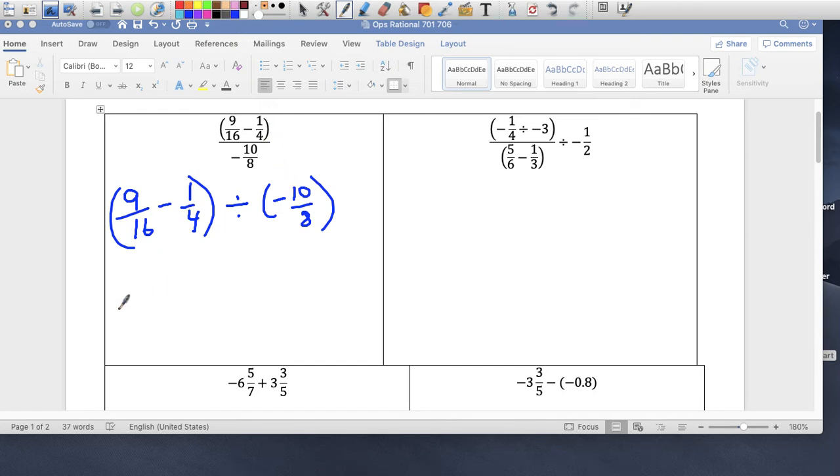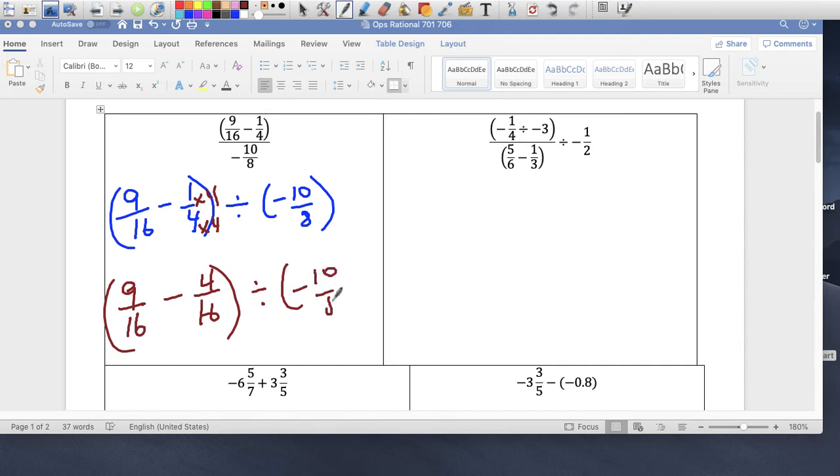So let's do that. Well, you notice that we have to find the common denominator. The common denominator is 16. That's already a 16, so that doesn't change. And then 1/4, well, it's times 4, so therefore the top times 4. So that's what I'm going to have. So again, let me keep this in parentheses and just copy the rest step by step. This is nice and easy, right? So 9 minus 4 is just going to be 5 over 16. Let me just throw that over here. 5 over 16, and then divide that by negative 10 over 8.